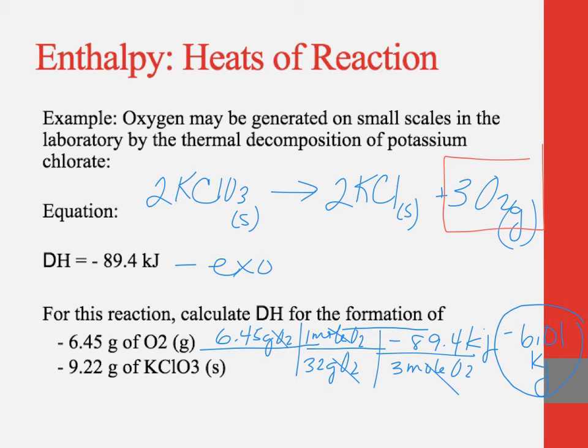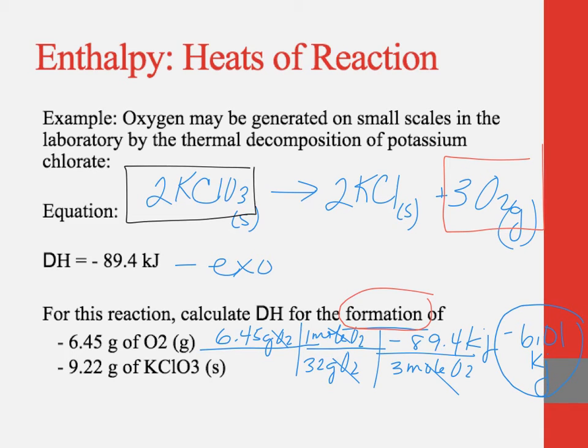Sweet and easy. Now, the next one. This is where the remedial reading comes in. For this reaction, calculate the delta H for the formation of 9.22 grams of potassium chlorate.